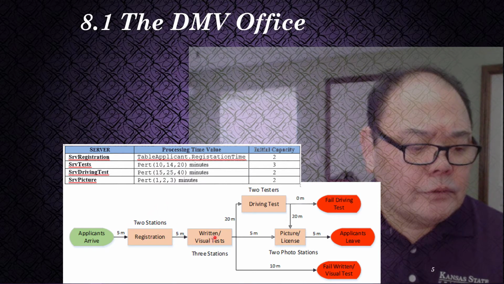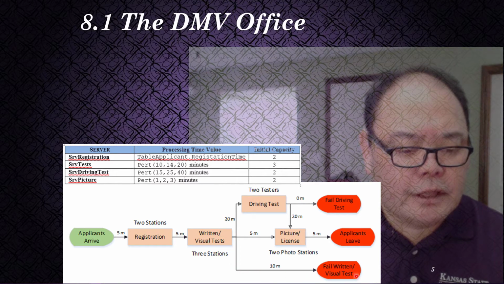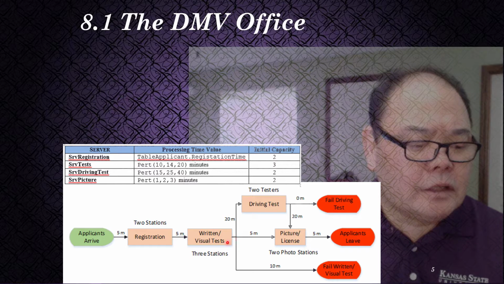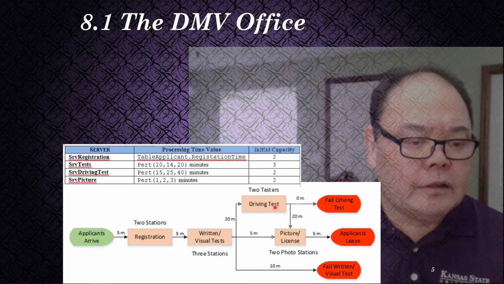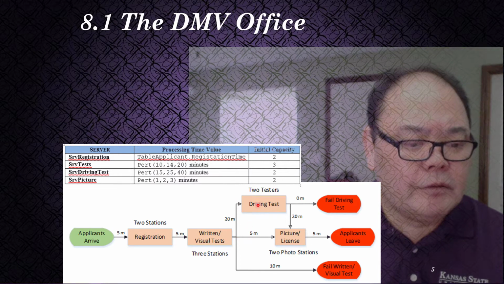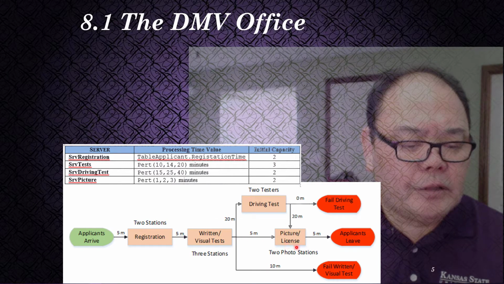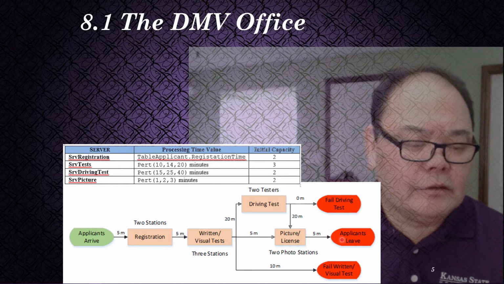And then they go through a so-called written or visual test. It tests your eyesight and gives you a written test. After that, a percentage failing the written or visual test leave the system. If they successfully pass the written test and visual test, some of the applicants go through a driving test, and these types of applicants are usually getting a new driver license. The rest of them usually just renew their license, and after they pass the written test, they get their picture taken to make a new license, and then they leave.